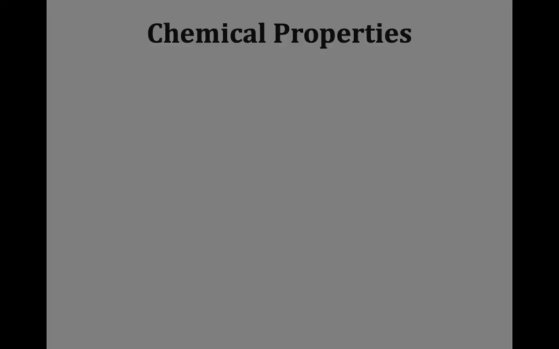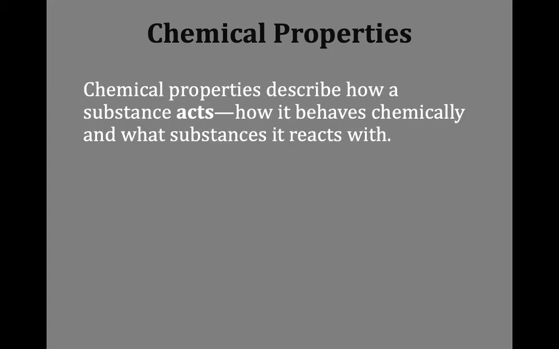In our previous lesson, we talked about physical properties. Now, physical properties talked about a substance as is, so without changing anything about that particular object or substance, we can describe it. Chemical properties are a little bit different. We are describing how that substance acts or how it behaves as it's reacting with other things around it.